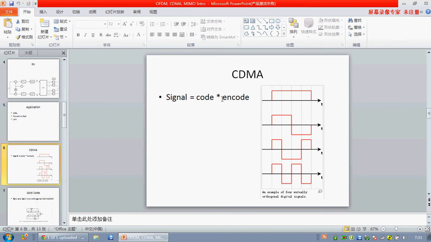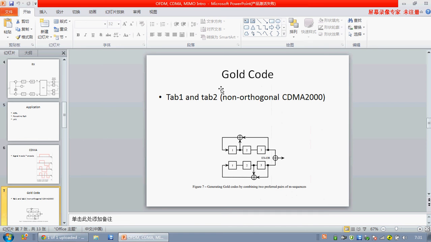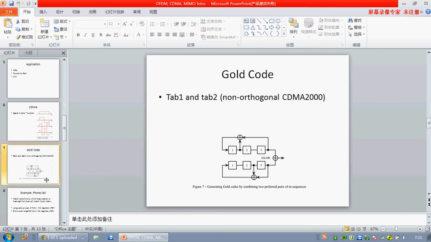And for CDMA, this is a technology where you have your code, you give code information, you have an encode, give your encode information, and then multiply them together, and you have your signal now. And for some non-orthogonal ones like CDMA 2000, we want to use a dot code, which means you have two sequences, one using tap one, another using tap two, and then just generate the code by combining the pairs of the sequence, whichever tap you prefer using. This is just a brief introduction.